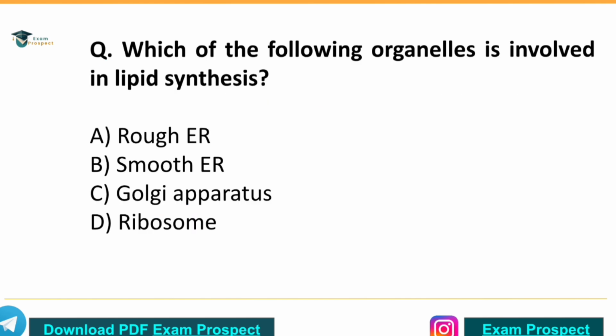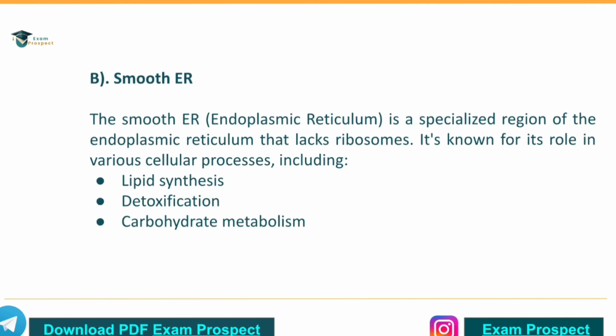Next question, which of the following organelles is involved in lipid synthesis? The correct answer is option B, smooth ER. Here, the smooth ER, endoplasmic reticulum, is a specialized region of the endoplasmic reticulum that lacks ribosomes. It's known for its role in various cellular processes, including lipid synthesis, detoxification, and carbohydrate metabolism.